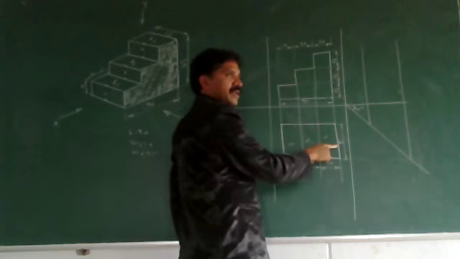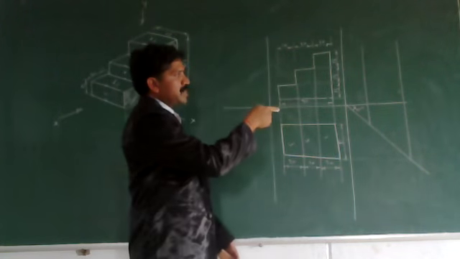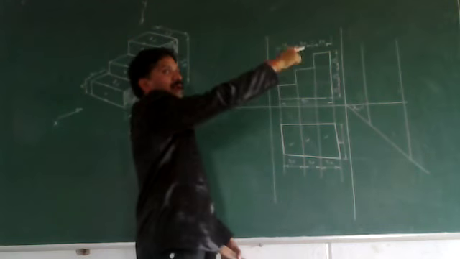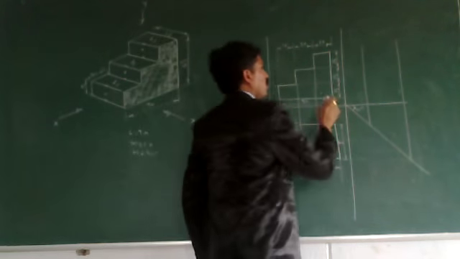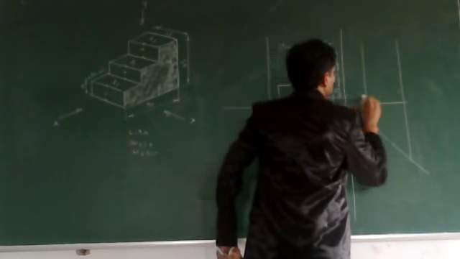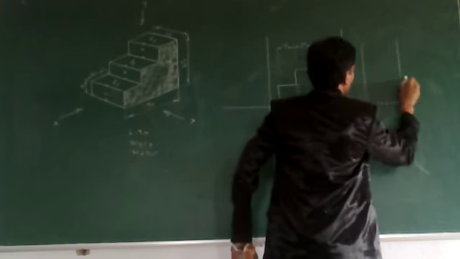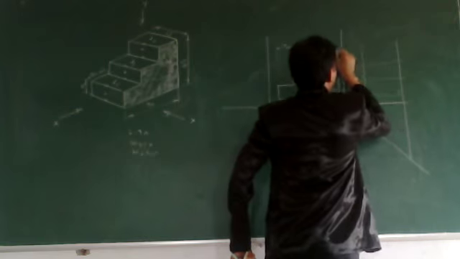Whatever dimension is there in the top view, that dimension has to be transferred onto the right side of the front view. Now project these lines. See this one: 1, 2, 3, and 4.